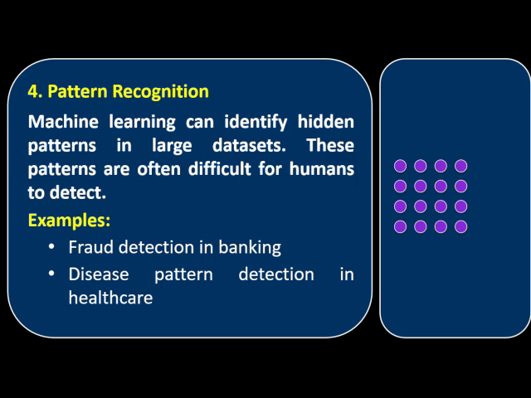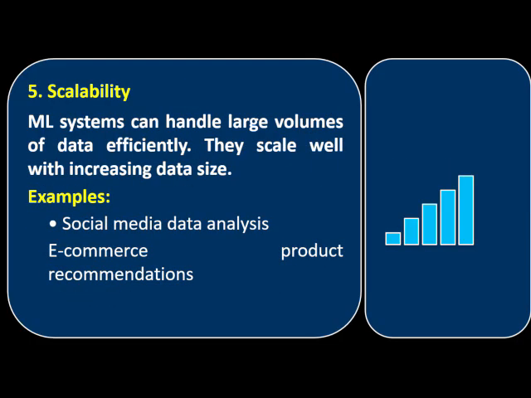Machine learning excels at pattern recognition, especially in large data sets. Humans struggle to analyze millions of records, but machine learning algorithms are designed for this purpose. In banking, machine learning detects fraud by recognizing abnormal transaction patterns. In healthcare, disease patterns are identified from medical reports and scans. These patterns may not be obvious to humans, but machine learning systems detect them efficiently, enabling early detection and preventive action.